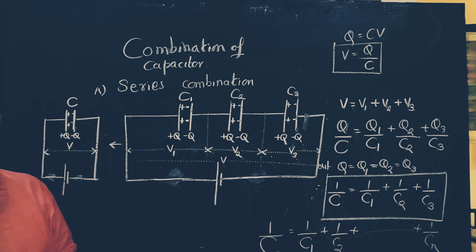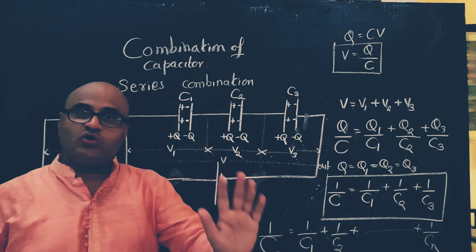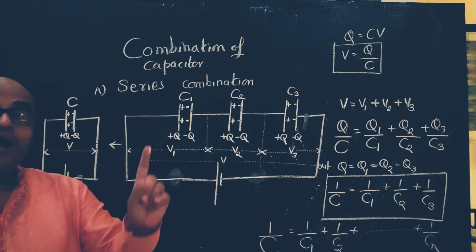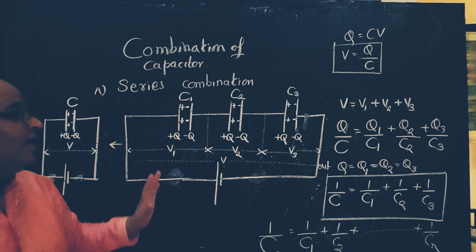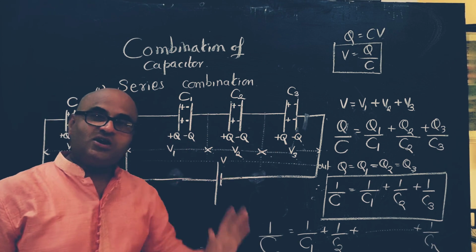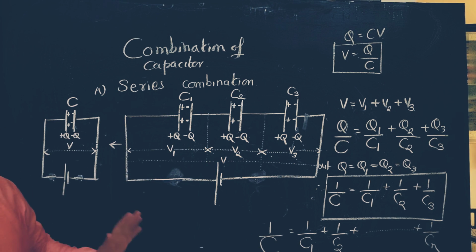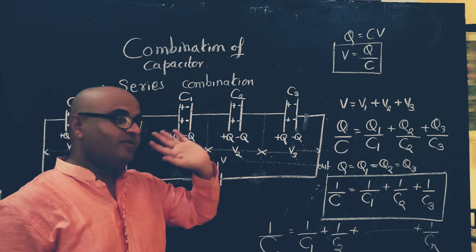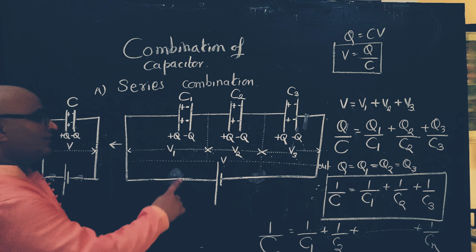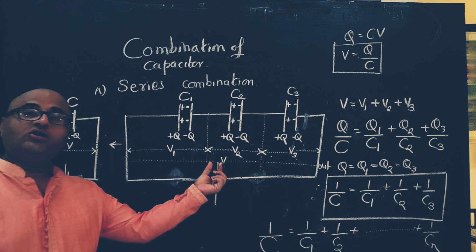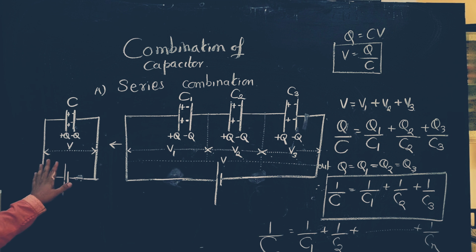When capacitors are connected in series, the charge on each capacitor is what? Same. The potential difference across the plates of each capacitor is different and it depends upon what? Its capacity. If the capacitance of all three capacitors is equal, then the potential difference across each plate will also be same, V1 equal to V2 equal to V3. The sum of the individual potential differences across the plates of each capacitor is equal to the total potential difference across the combination.